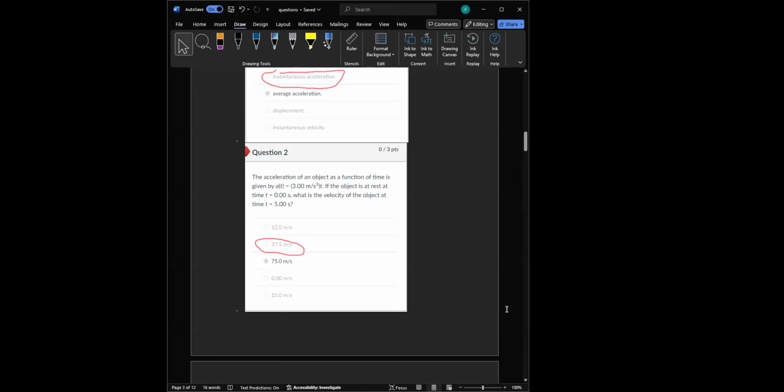That's the first piece. It says the object is at rest at time t equals 0.00 seconds. And now they're asking what the velocity v is at t equals 5.00 seconds. You can tell from this one that they've only given you one initial condition, and that means you can only integrate once.